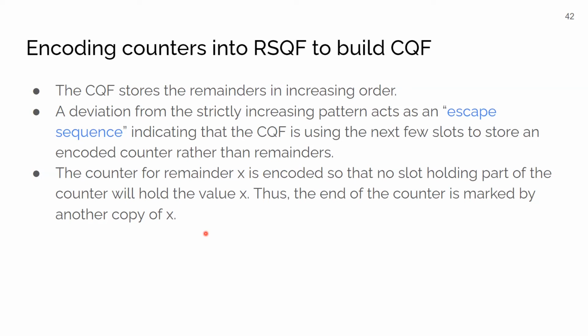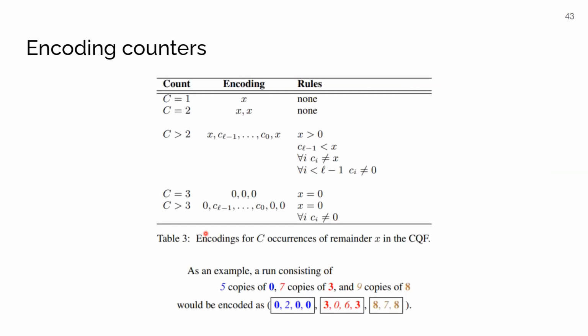The counter for remainder x is encoded so that no slot holding a part of the counter will hold the value x. Thus, the end of the counter is marked by another copy of x. This is the table for the encoding scheme. So for count 1, we simply store the remainder as is. For count 2, we store the remainder twice. For this counter, since we already know that it is greater than 2, we simply store c minus 2 instead of c. And we also make sure that none of the parts of this counter is x, because x is the escape sequence. However, remainder 0 is a special case, and that is handled differently.